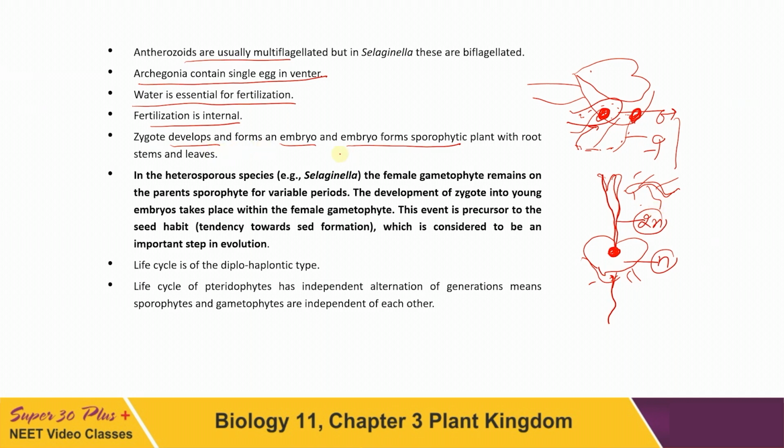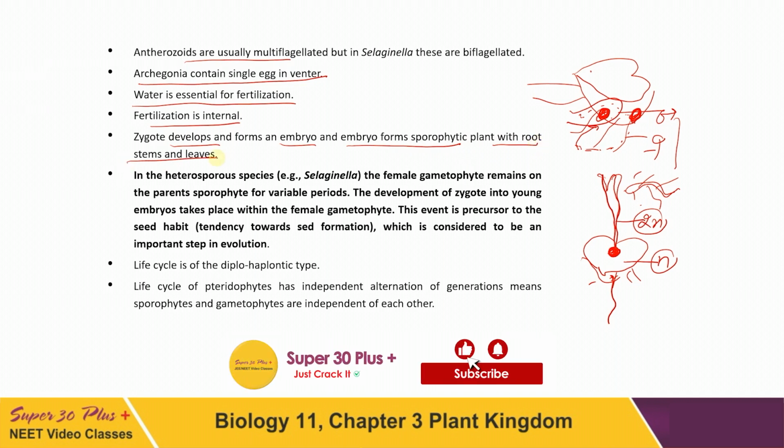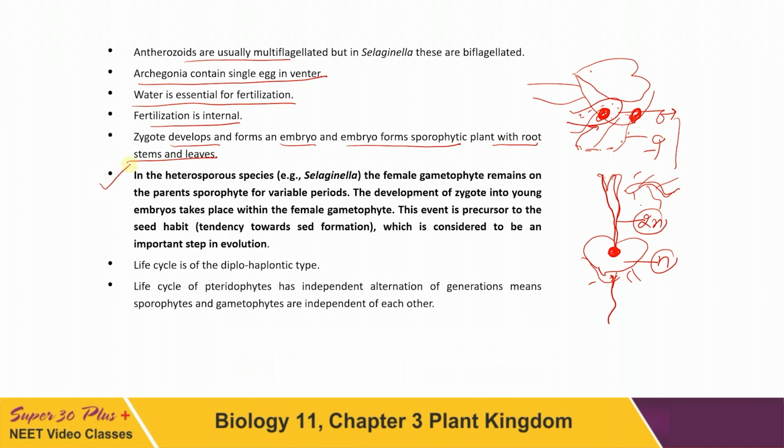Zygote forms embryo, and embryo makes the sporophytic plant, which has true root, stem and leaves. Is it clear to you? This is about the homosporous condition. In the heterosporous condition, you have to see the detail of this.